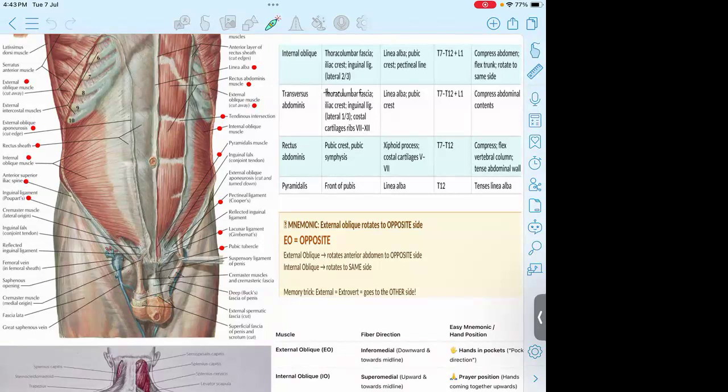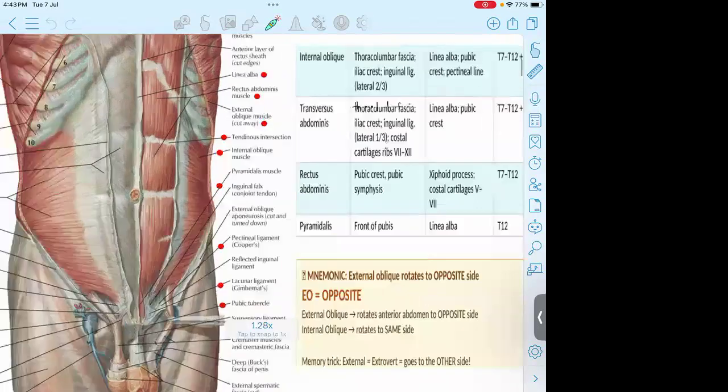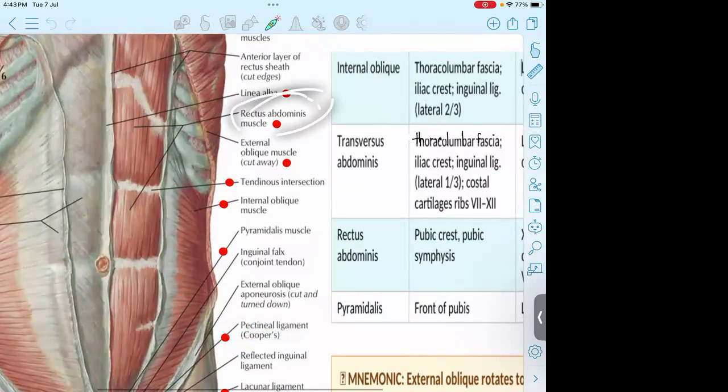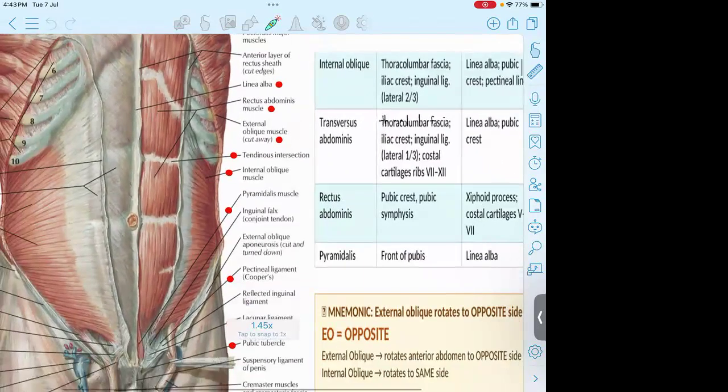Next, our muscle is the rectus abdominis muscle. See, first rectus abdominis muscle. Its direction is upward and downward.